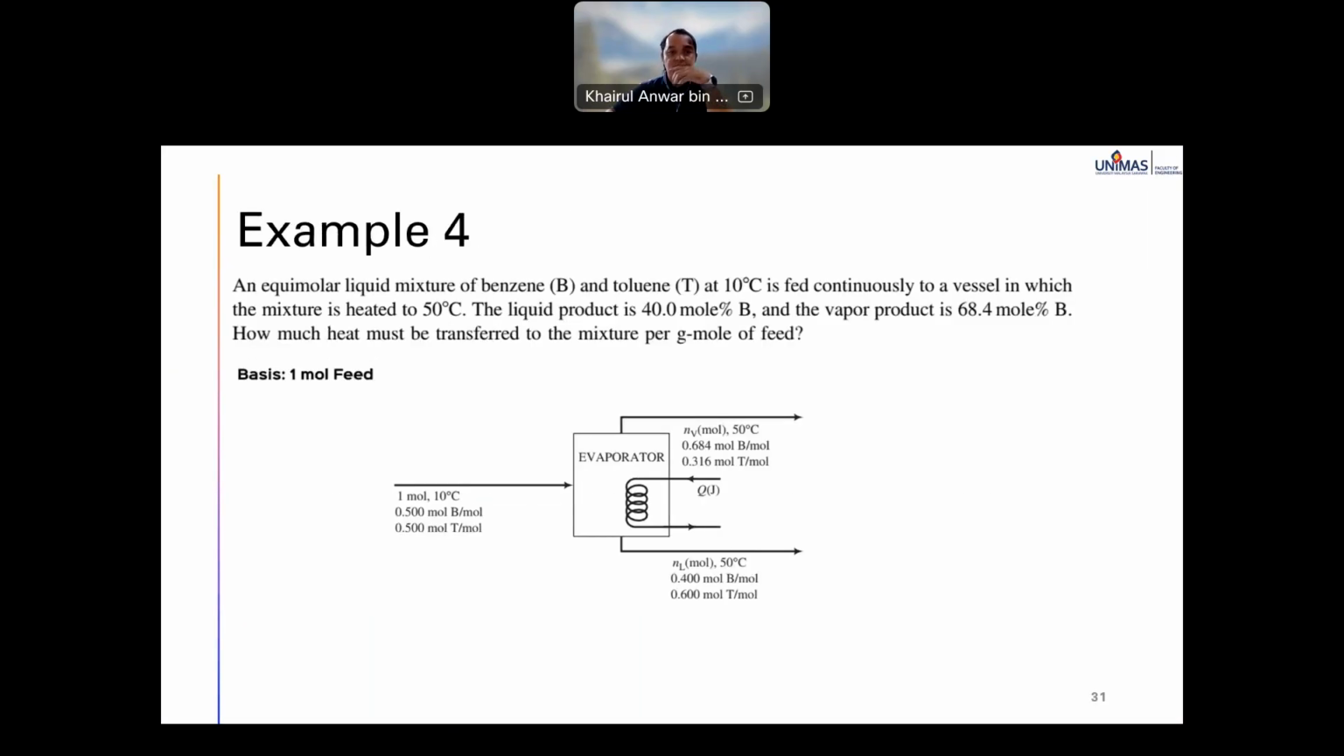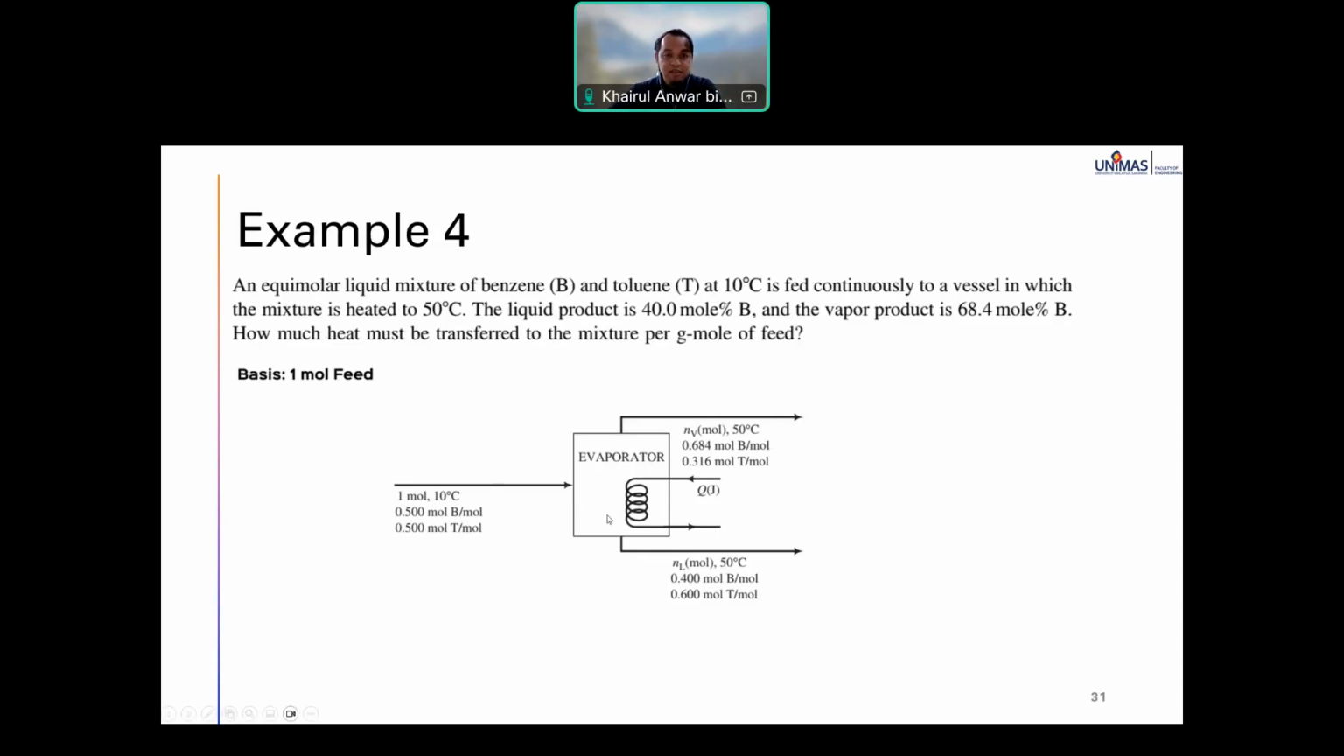Example: an equimolar liquid mixture of benzene and toluene at 10 degrees C is fed continuously to a vessel in which the mixture is heated to 50 degrees C. The liquid product is 40 mole percent B, which is benzene. The vapor product is 68.4 mole percent benzene. How much heat must be transferred to the mixture per gram mole of feed?